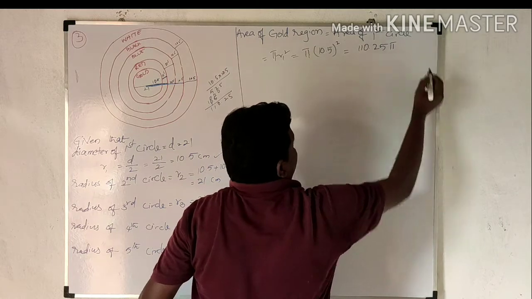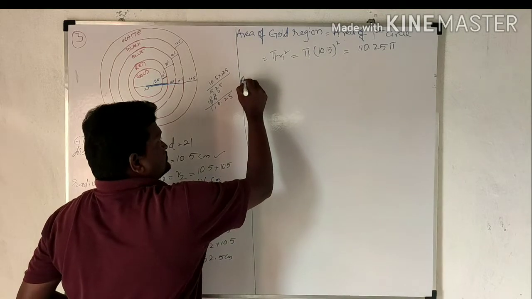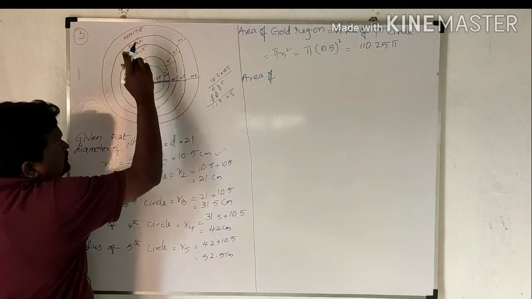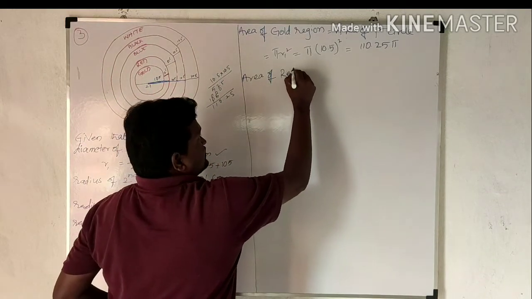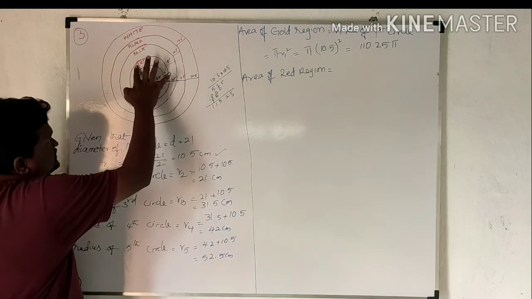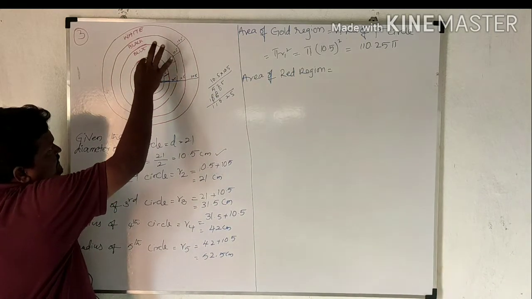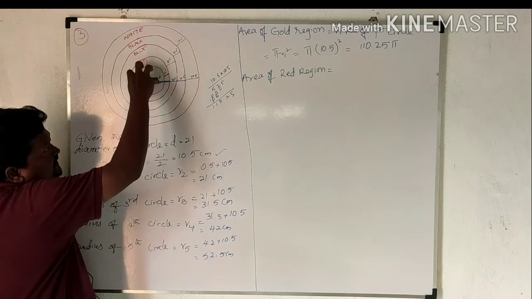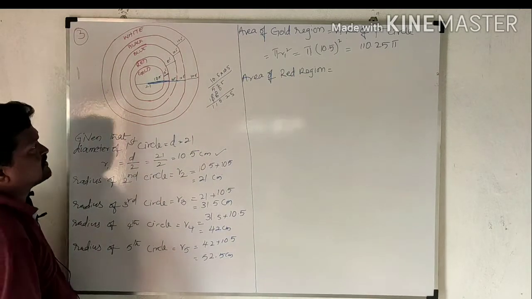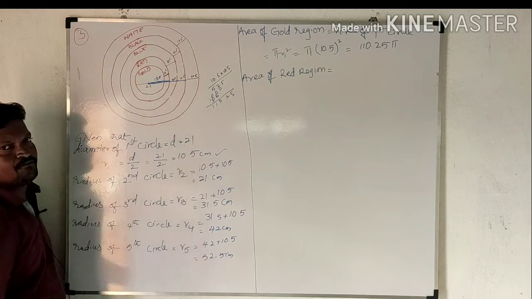110.25 pi. Okay, let it be. Then, the area of the red region is equal to... how will we get the area of only this red part? From the big circle, the second circle, if we remove the area of the gold, then we will get the area of the red region. Means the area of the red region is equal to the area of the second circle minus the area of the first circle.